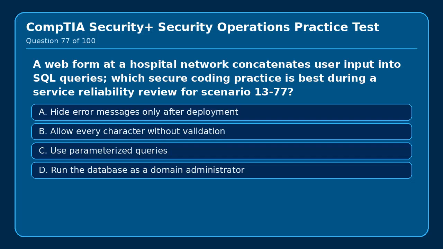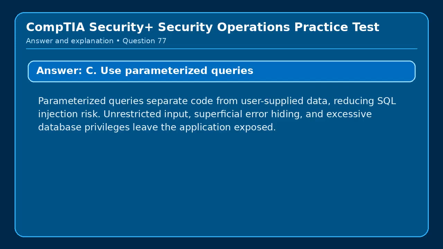The answer is B. Use anti-CSRF tokens tied to the user session. Anti-CSRF tokens help verify that a request came from the legitimate application flow. DNS TTL, subnet size, and browser history clearing do not validate request intent.